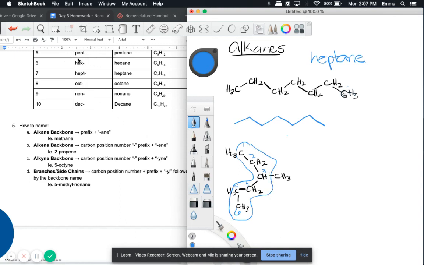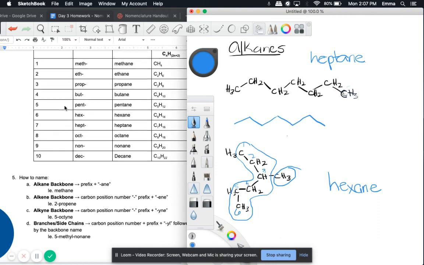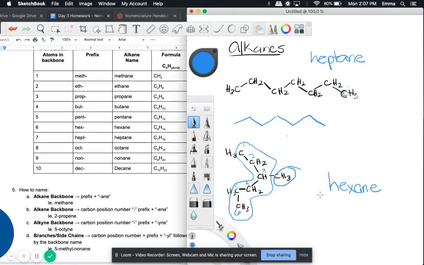And 6 follows with hex as the prefix. And again, all single bonds between carbon atoms, so hexANE for alkane. And now this is my side chain. My side chain only has 1 carbon in it. Then we go to our chart and 1 carbon gets meth. So it would be meth. And the ending for side chains is YL. So methylhexane. And we just have to list the number of the backbone carbon that side chain comes off of.